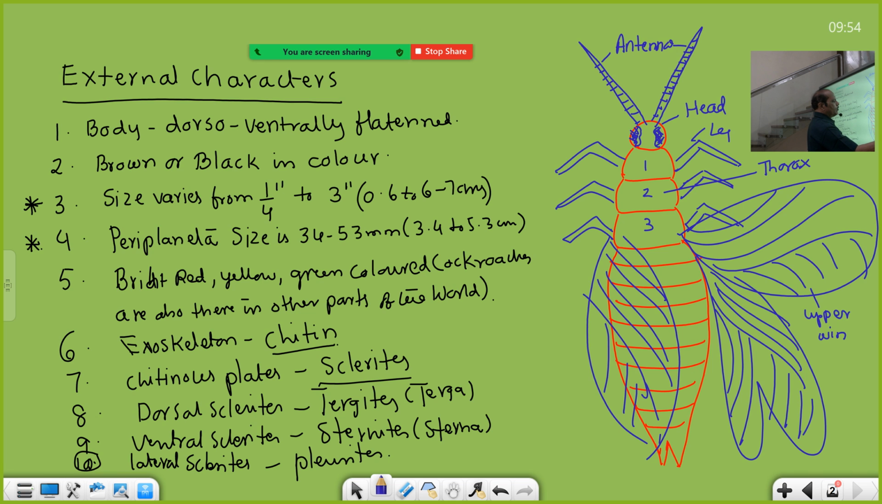Upper wing is also called the forewing. Lower wing is also called the hind wing. Upper wing and lower wing, and this region is the abdomen. This is the abdomen.